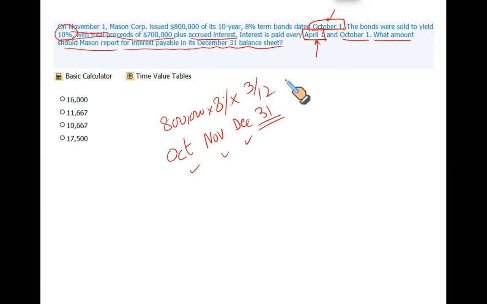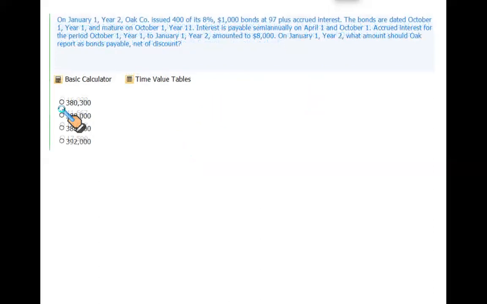So it's going to be $800,000 times 8% times 3 by 12. So the total interest you should accrue on your balance sheet as interest payable is 16,000, and that makes A to be the correct option. Right? Simple as that. You need to see from which date the interest is due.